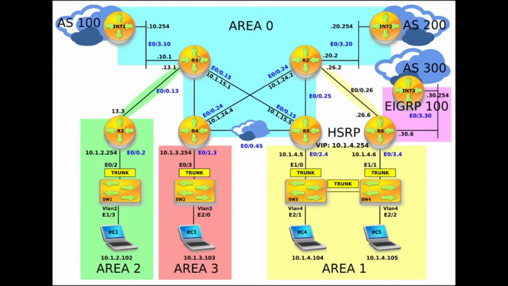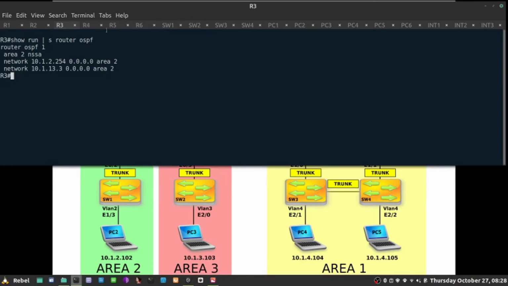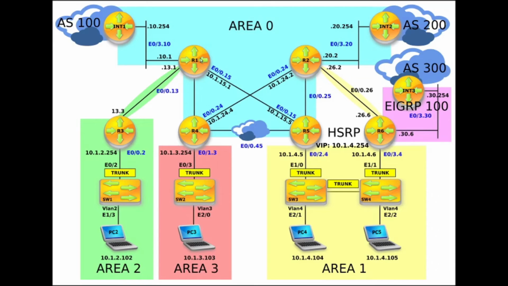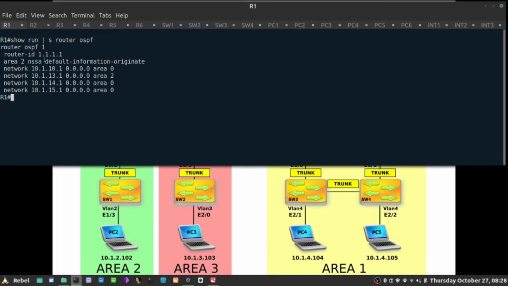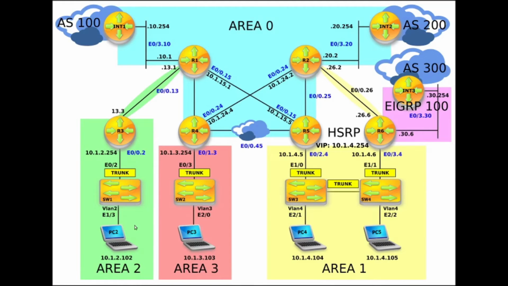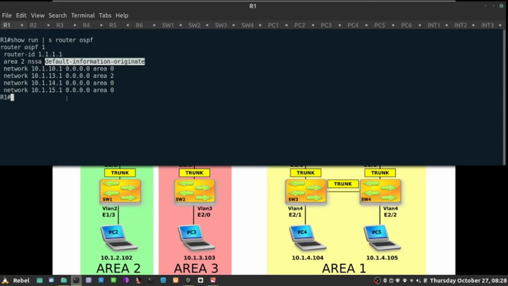Show run, let's say, section router ospf on R1, which is the ABR. We have an extra command here. So area 2 is NSSA, but R1 being the ABR introduces the default-information originate command, which means that it becomes the gateway of last resort for area 2. Otherwise, they wouldn't know how to reach those prefixes in EIGRP advertised by R6.